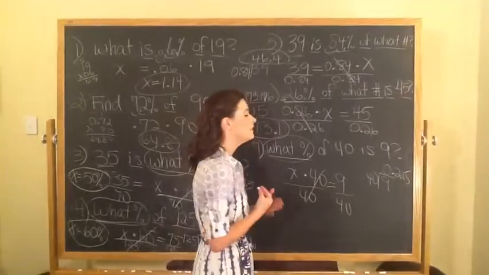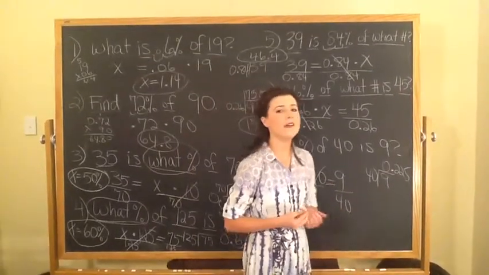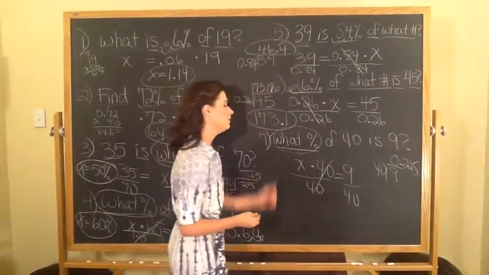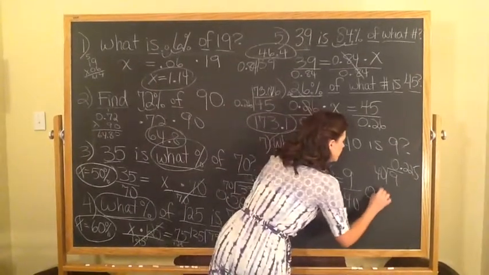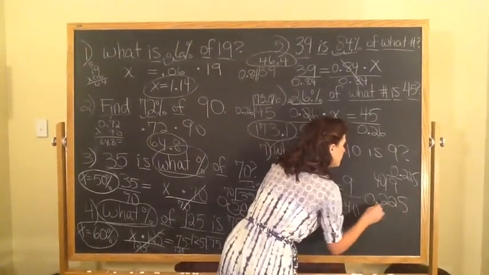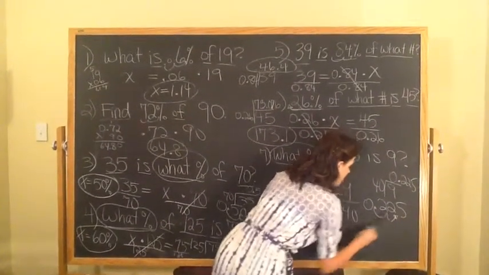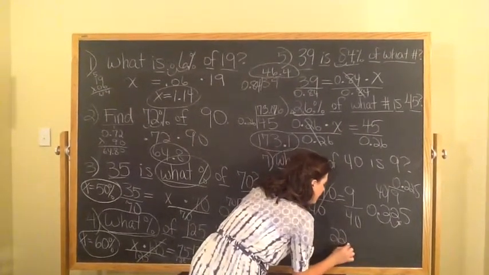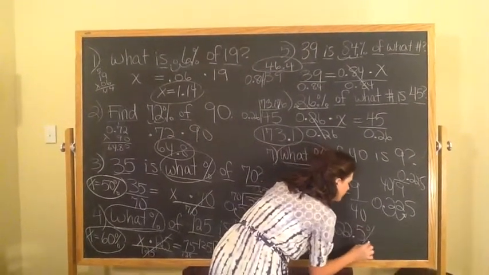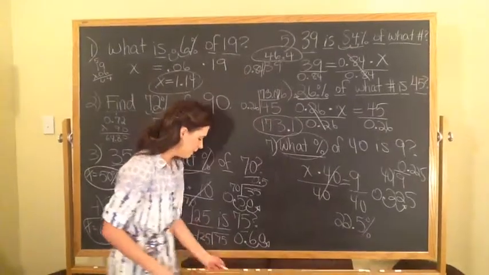You divide out, you get 0.225, and so we're not done though. We have to change it to a percent. So 0.225, we're going to go ahead and move our decimal 2 places to the right, and we're going to get 22 and 5/10%, or 22.5%.